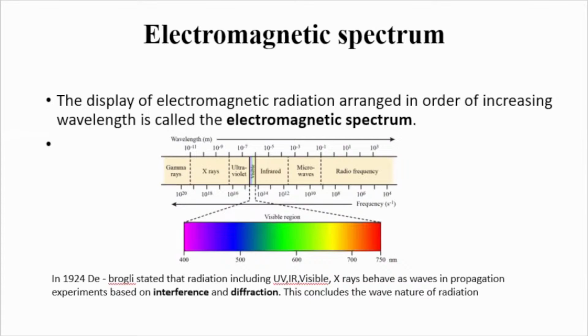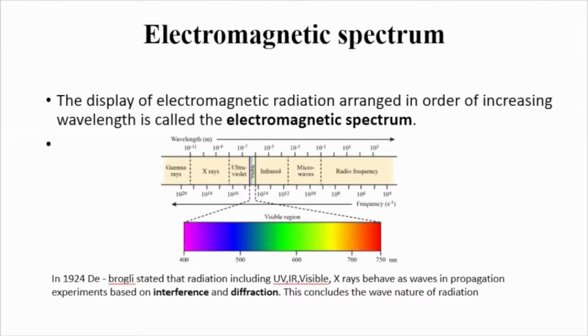Okay, this is about the electromagnetic spectrum. We talked about electromagnetic radiation. A display of electromagnetic radiation arranged in order of increasing wavelength or decreasing frequency is called the electromagnetic spectrum. The various radiations are all arranged with wavelength increasing or frequency decreasing, and we call that the electromagnetic spectrum.